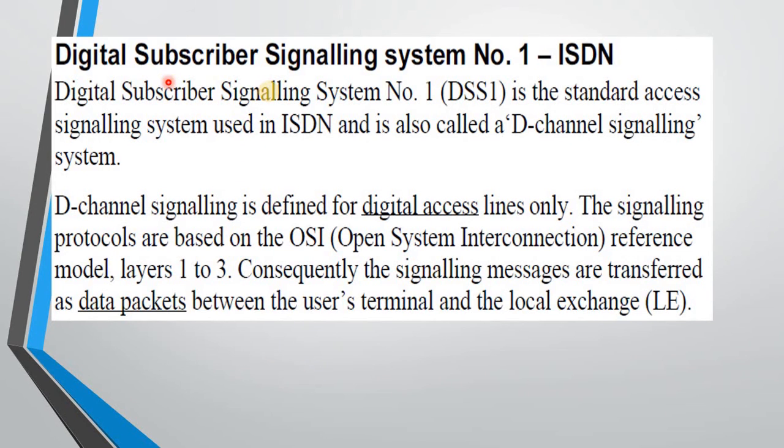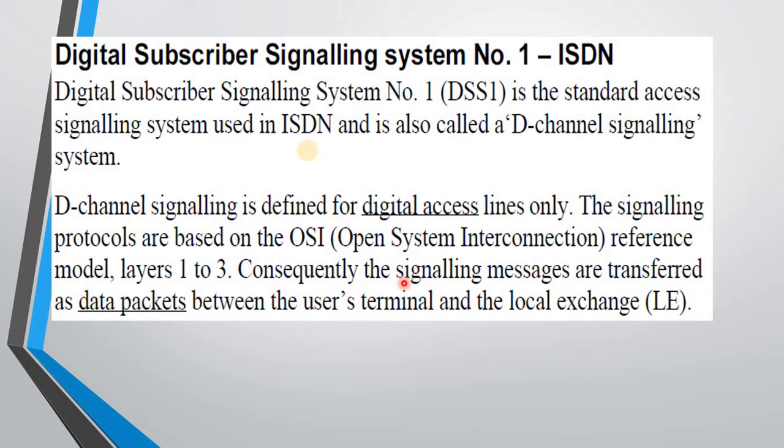Now let's have a look at the Digital Subscriber Signaling System Number One that is used in the ISDN networks. DSS1 is the standard access signaling system used in ISDN and is also called a D-channel signaling system. D-channel signaling is defined for digital access only. The signaling protocols are based on the OSI reference model layers 1, 2, 3. Consequently, the signaling messages are transferred as data packets between the user terminal and the local exchange.